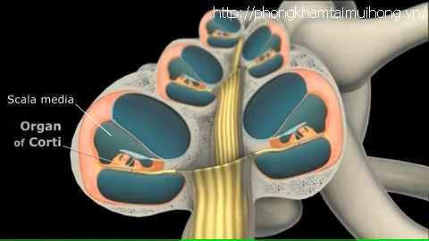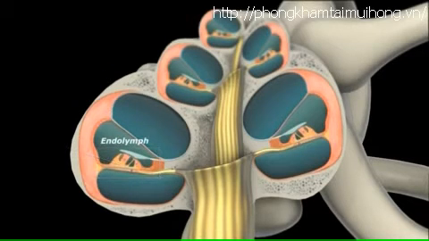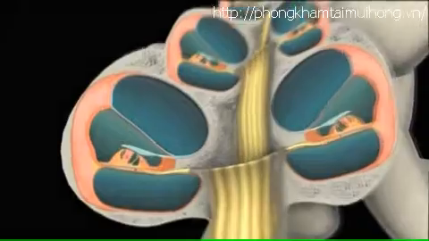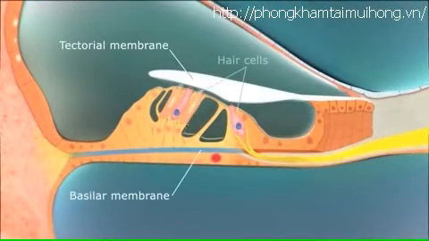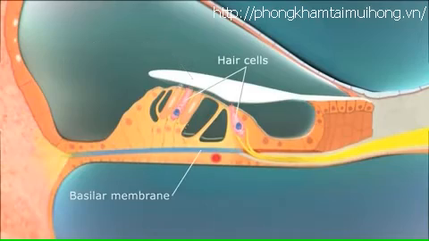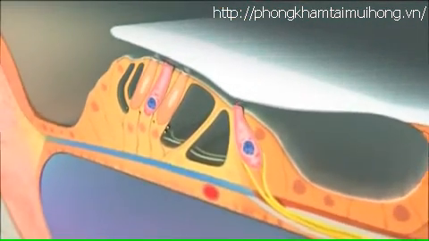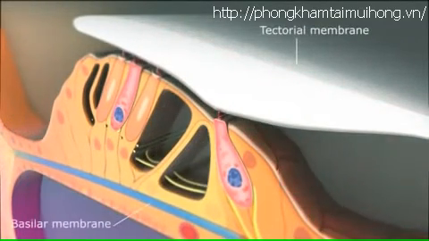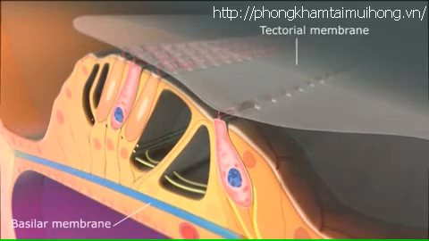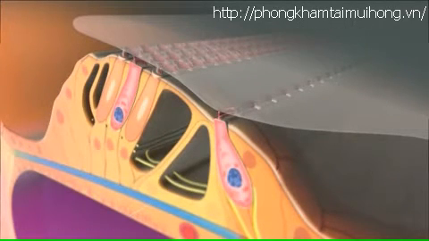This houses the organ of Corti, which is referred to as the receptor organ of hearing. The scala media is filled with endolymph. The scala media includes structures from the tectorial membrane, basilar membrane, and hair cells, which sense the mechanical forces. The hair cells are located between the tectorial and basilar membranes. Approximately 16,000 hair cells are within the cochlea.